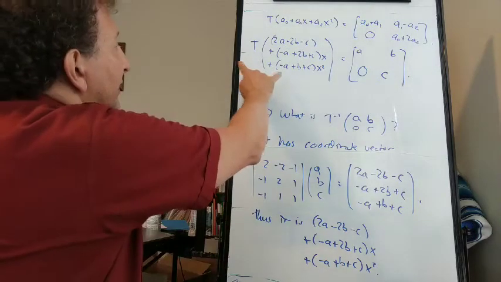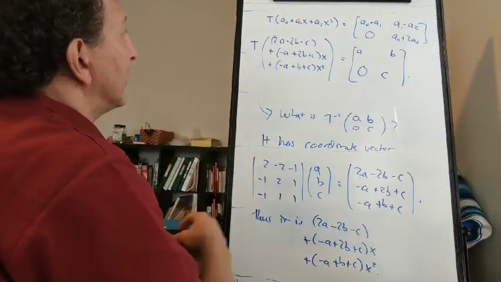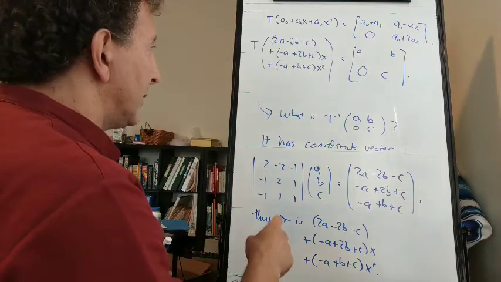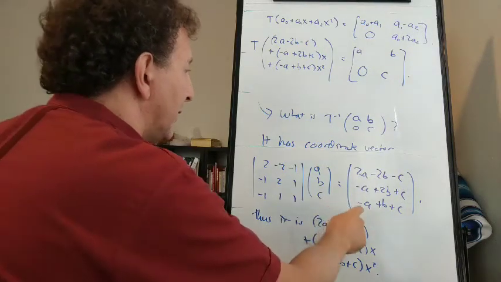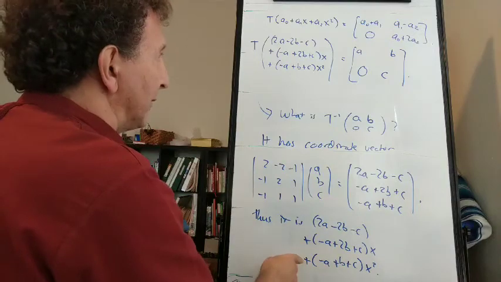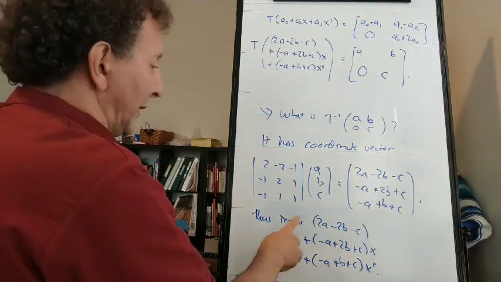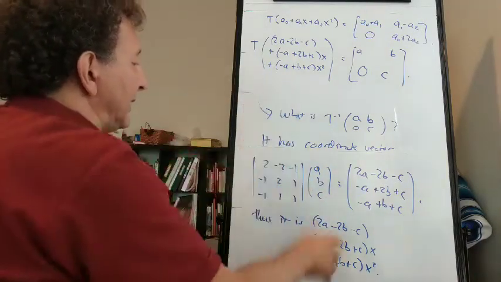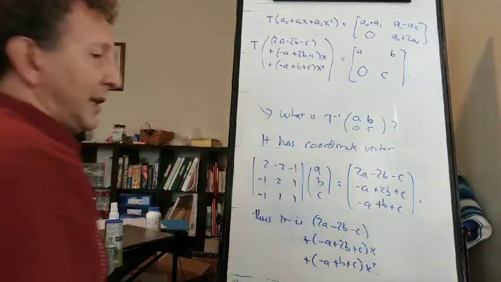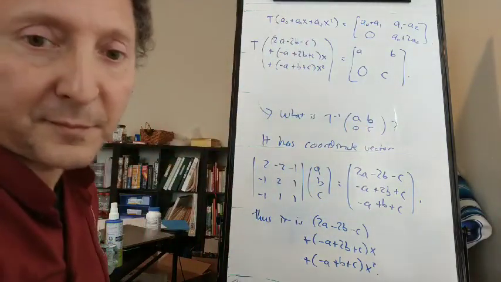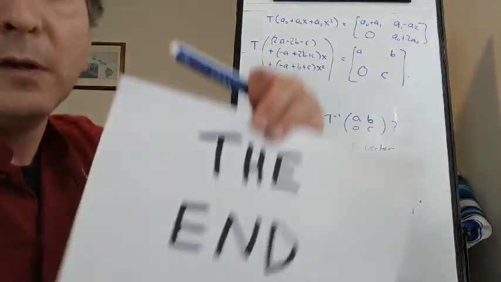So indeed, this map is the inverse transformation, and we can see that if we apply T to this, then we get back to the matrix A, B, C. The end.